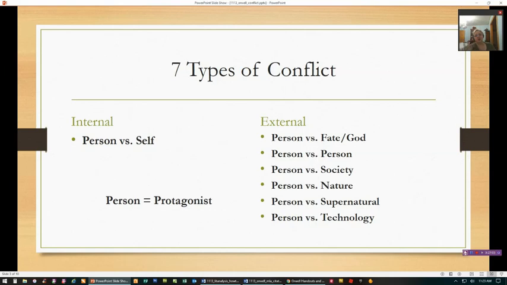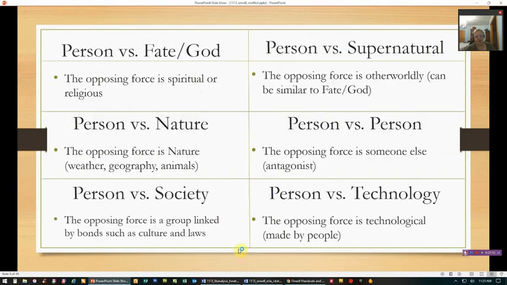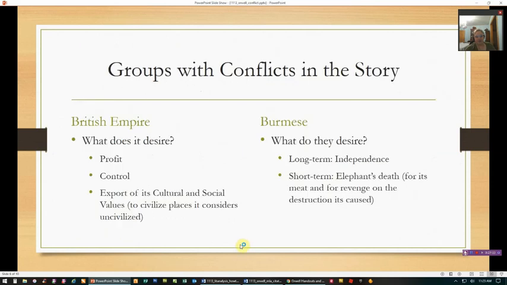And I think when we look at these, and we're going to look at them here in a little bit, let me go ahead and do that. So you can see the next page is where I've actually described all of these, right? So let's look at the different actors in this story to see what their potential conflicts are. So what do they want? The British Empire here wants profit, it wants control, it wants to export its cultural and social values to civilize a place that it considers uncivilized, right?